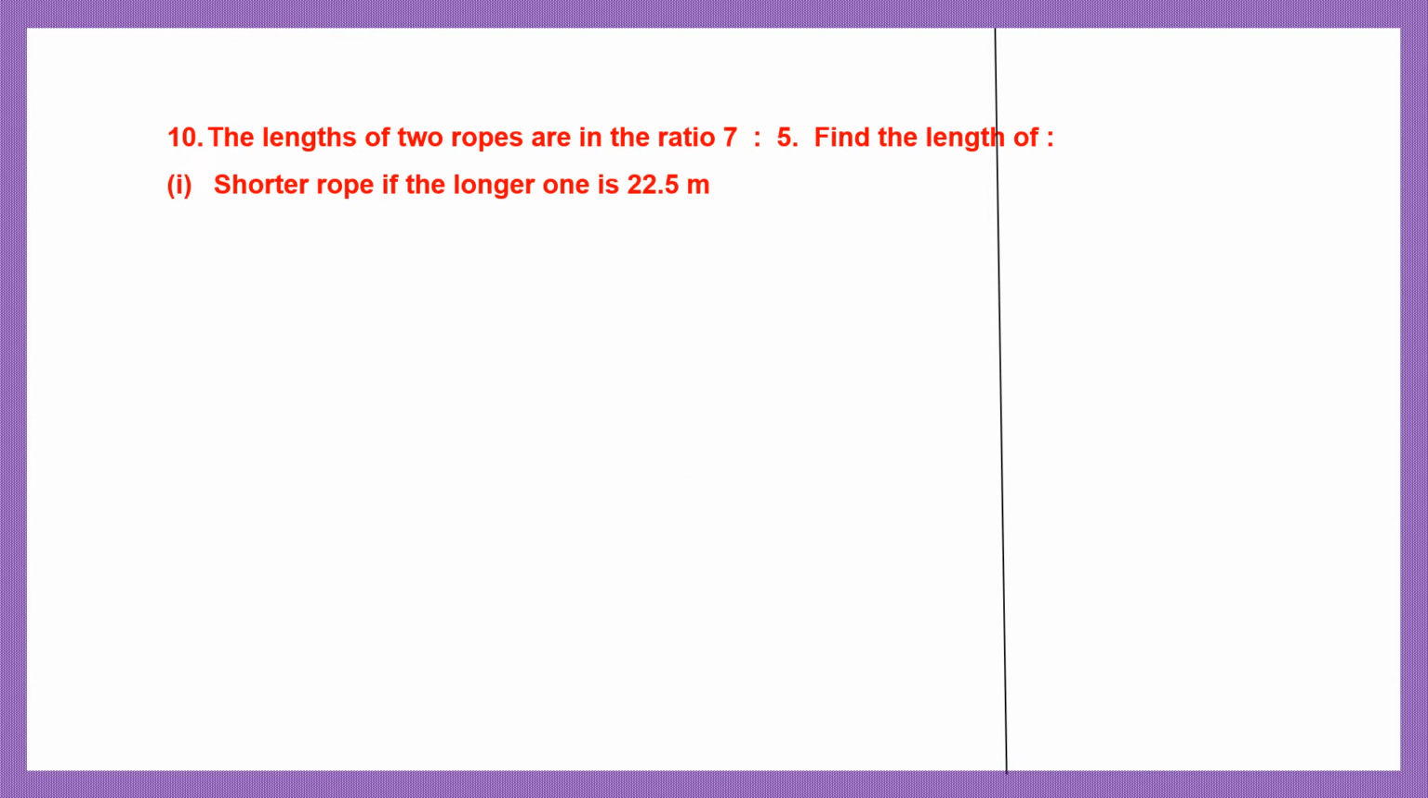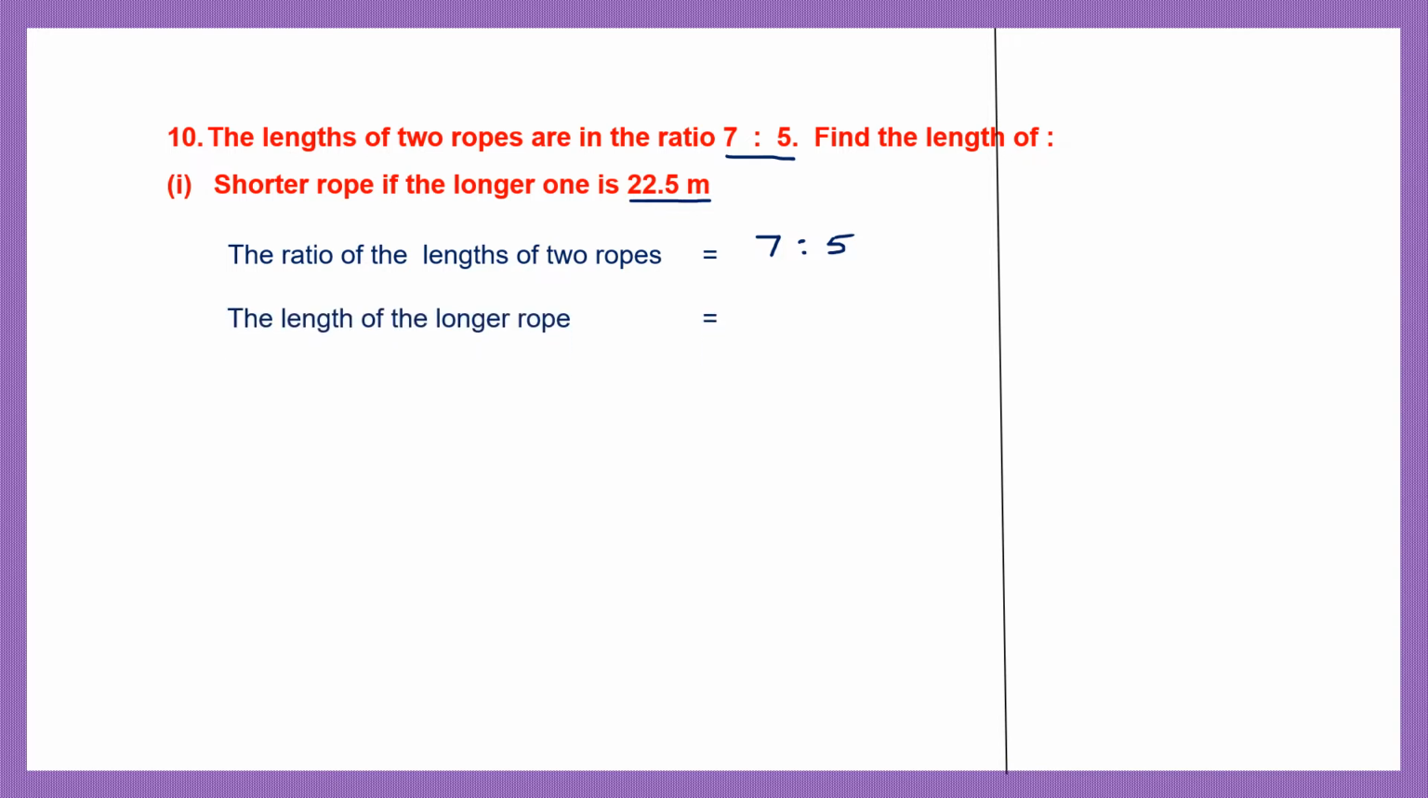Question 10. The lengths of two ropes are in the ratio 7:5. Find the length of the shorter rope if the longer one is 22.5 meters. So the ratio of the lengths of two ropes is 7:5. The length of the longer rope is given to us as 22.5 meters. Let the length of the shorter rope be x meters.